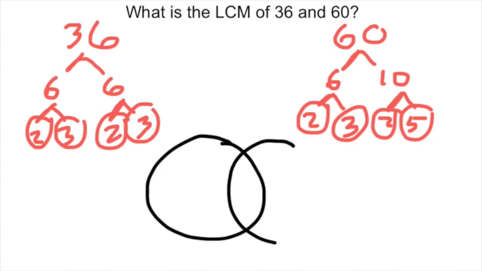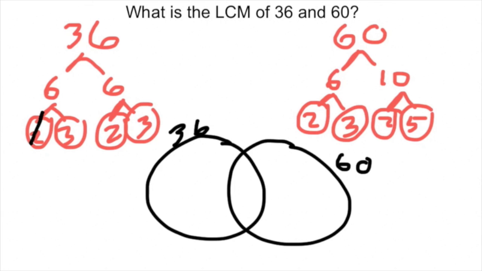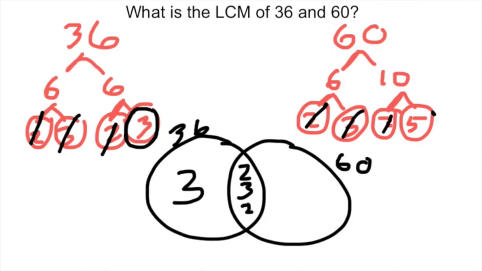now I make my Venn diagram. This one's for 36, this one's for 60. Now we look at what is the same. Well, this one has a 2, and that one has a 2, so I put a 2. This one has a 3, and this one has a 3, so I put a 3. This one has a 2, this one has a 2, so I put a 2. They have nothing else that's the same, but 36 needs this 3, so I'm going to put it here, and 60 needs this 5, so I'm going to put it here.